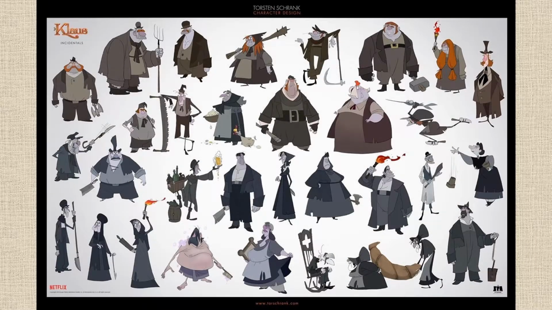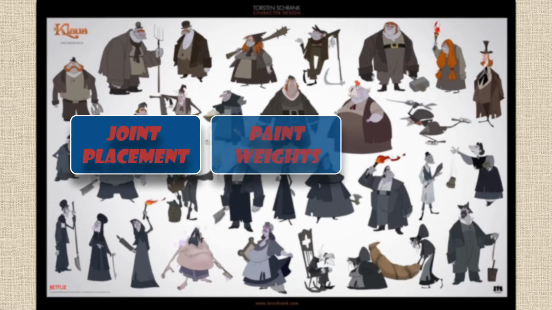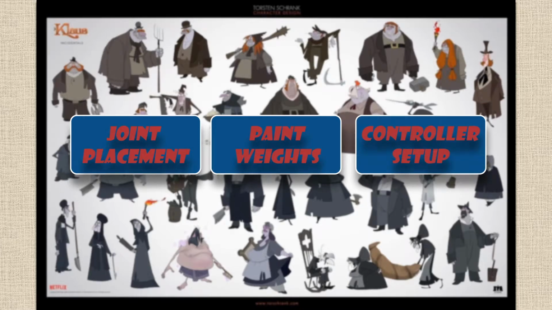Different characters' design and models require different types of joint placements and different weight painting information. But the underlying idea of placing the joints, painting the weights, and setting up the controller remain the same. This is what riggers spend most of their time doing and is the base of all the rig setups. You can see how in the long run this process can be repetitive and time consuming.